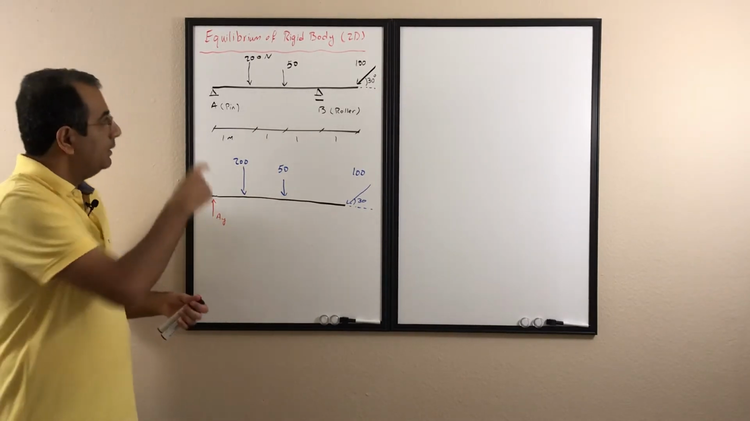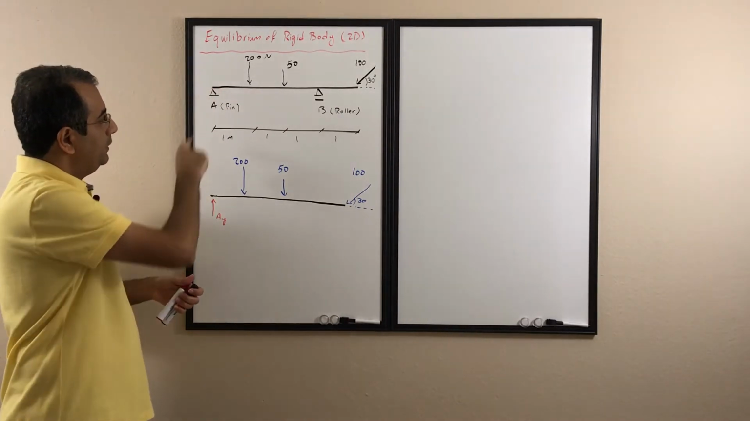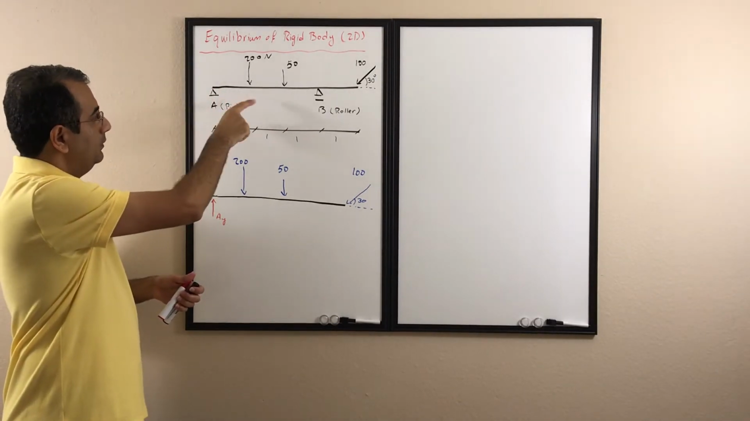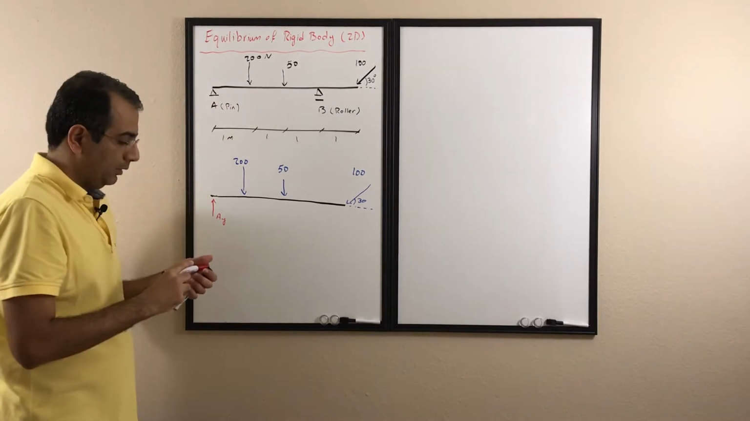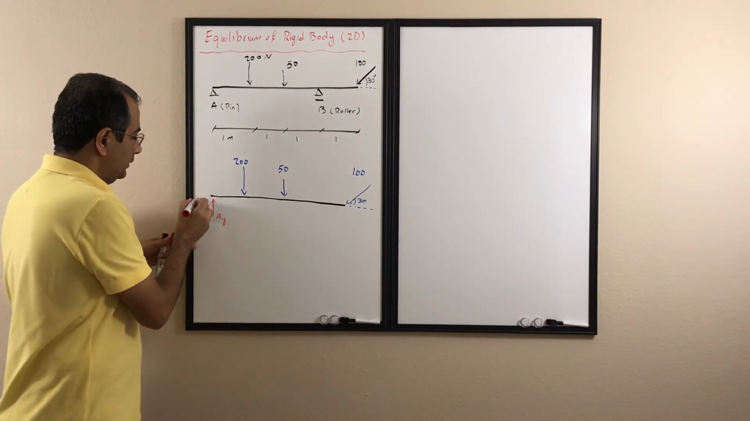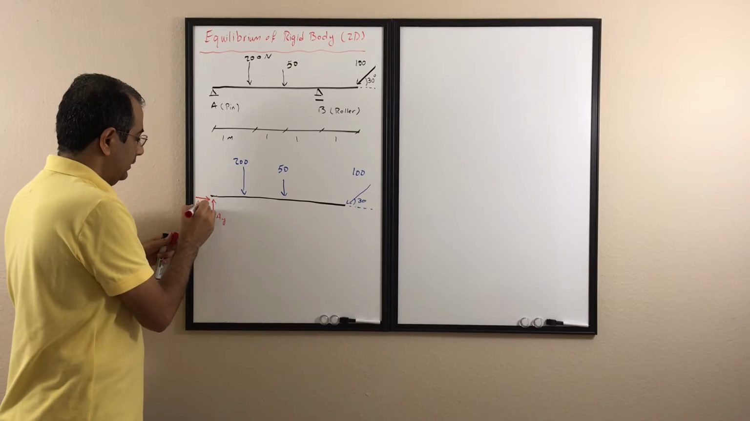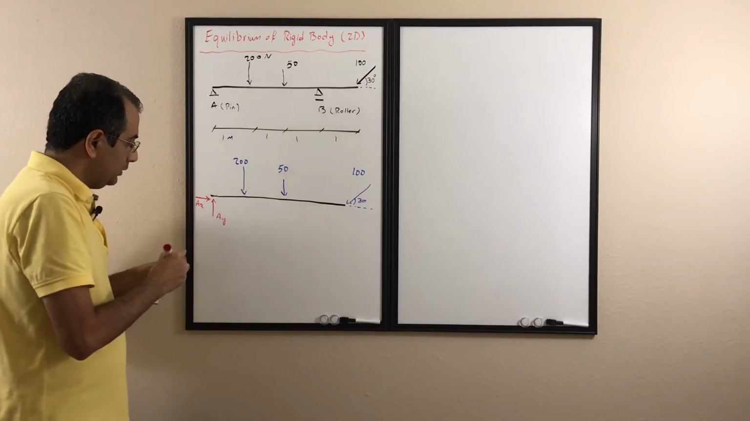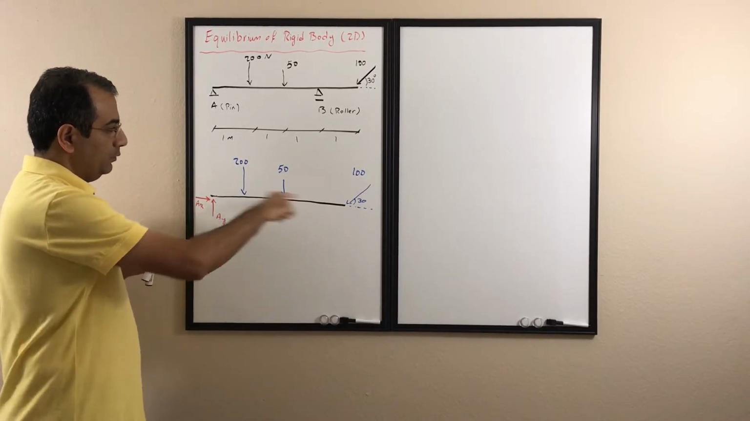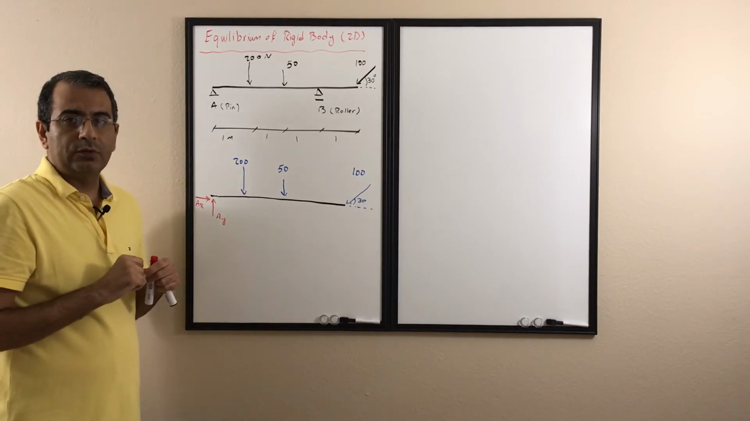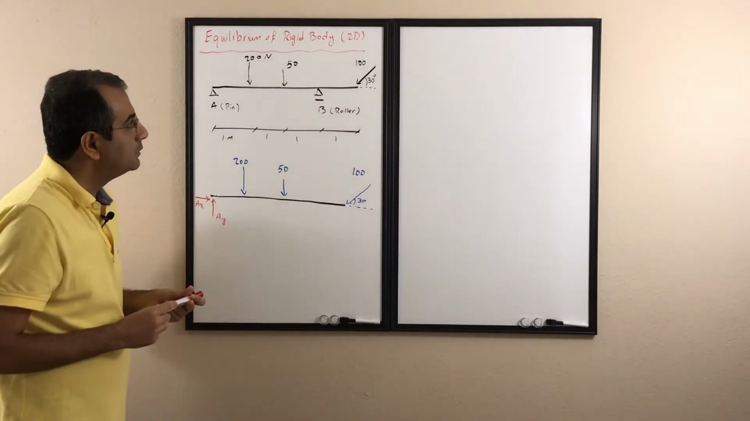The same here, the pin doesn't let the beam move in the y or in the x direction, doesn't let it go left or right. So I'm going to add another reaction here in the x direction to make sure that the beam doesn't move in the left or right direction. Again, the direction I just assume.